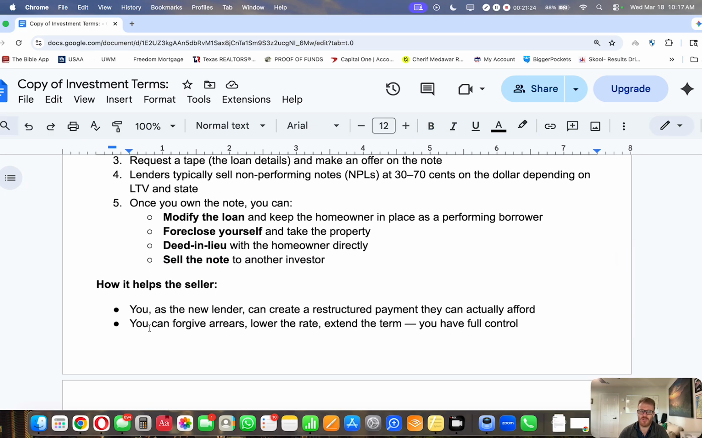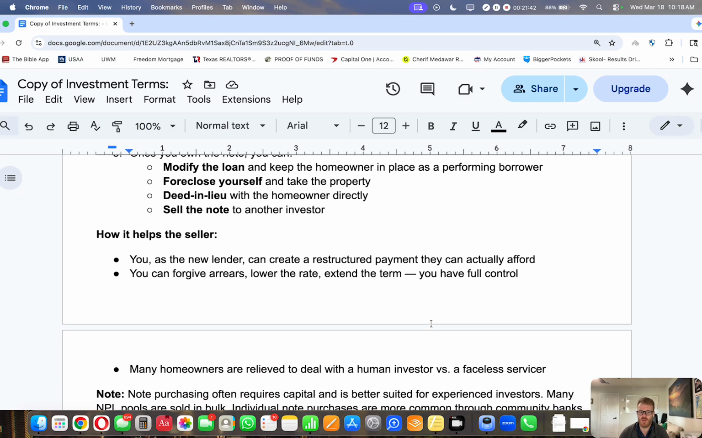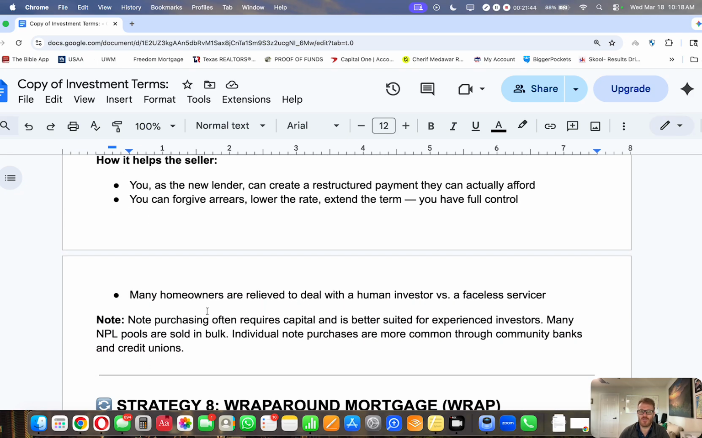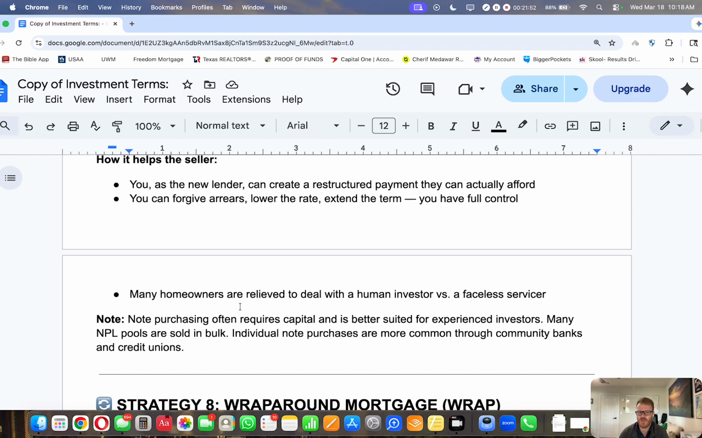This helps the seller because as the new lender, we can create a restructured payment they can afford. And our money's still going to be working for us at a good rate. We can forgive arrears, lower the rate, extend the term. We have full control if we own the note. And many homeowners are relieved to deal with a human investor, not a faceless servicer that they don't know, that doesn't want to know them either.